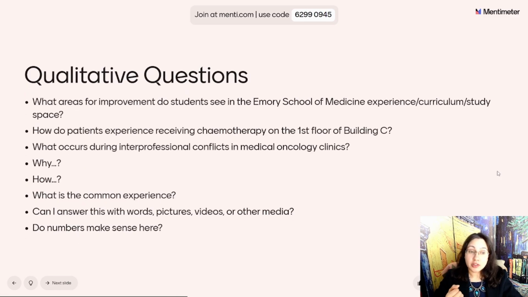On the flip side, qualitative questions. What areas for improvement do students see in the medical school curriculum, experience, study space? Now, there may be one answer that all the students give, which would point to quite a drastic problem. But in general, people would be seeing things slightly differently. How do patients experience receiving chemotherapy? What occurs during interprofessional conflicts in medical oncology clinics, right? What is the common experience? Do numbers make sense here? Or do words, pictures, and videos make more sense?